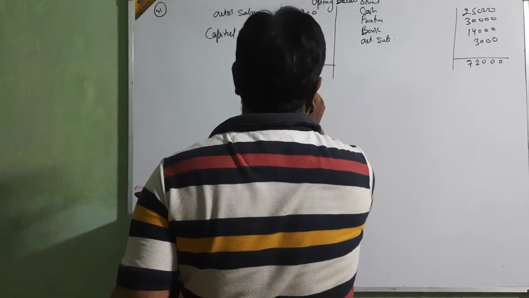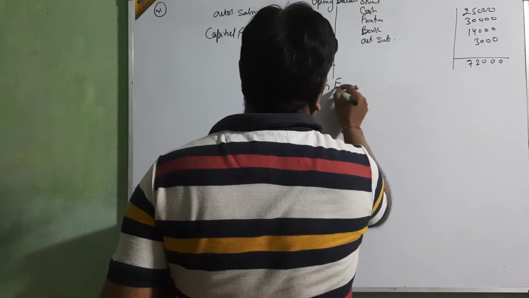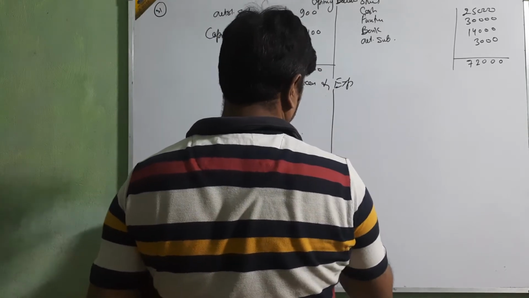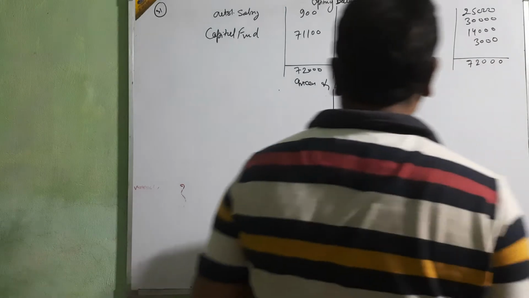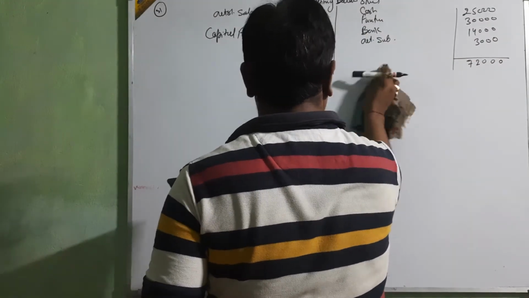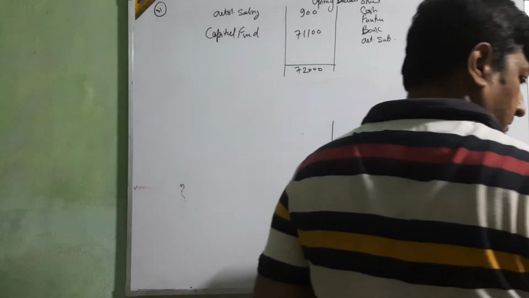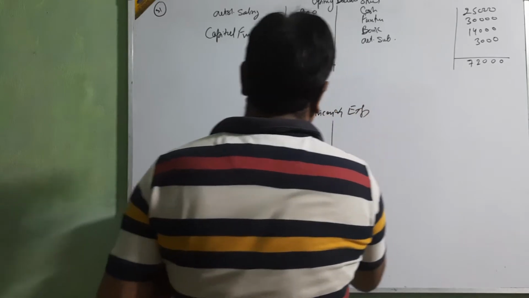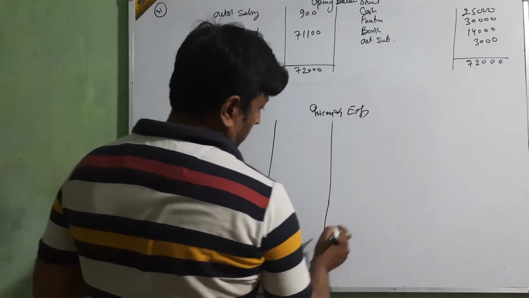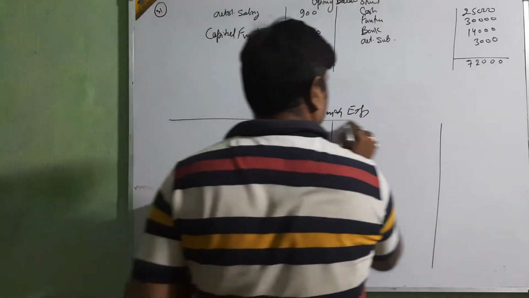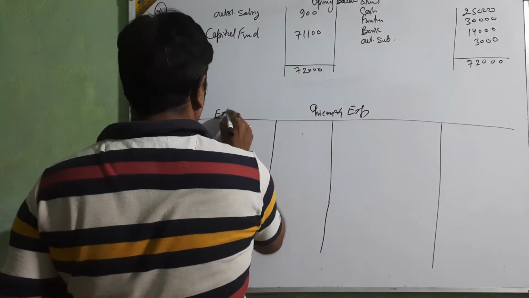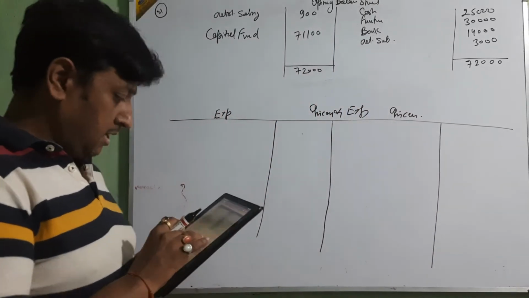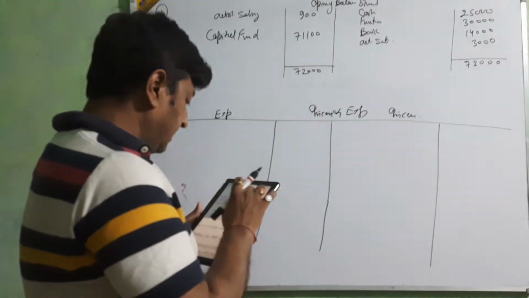Now I am going for the income and expenditure account beta. Income and expenditure account: expense side, income side. Then start first with the expense side.